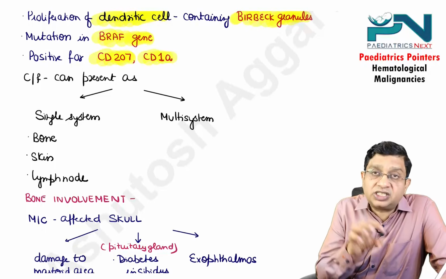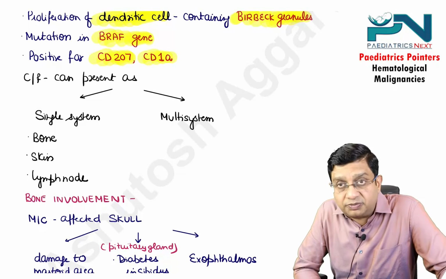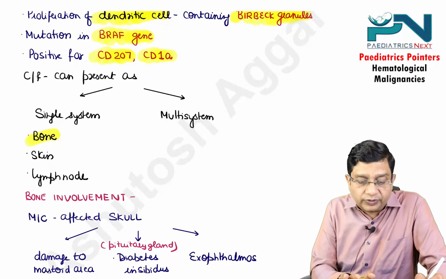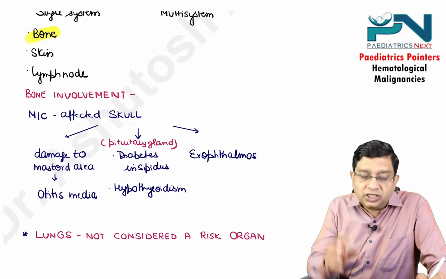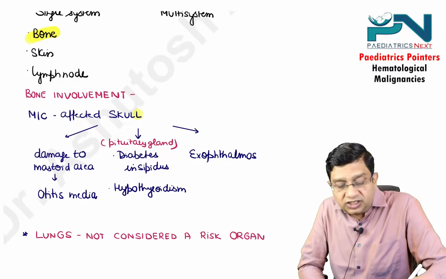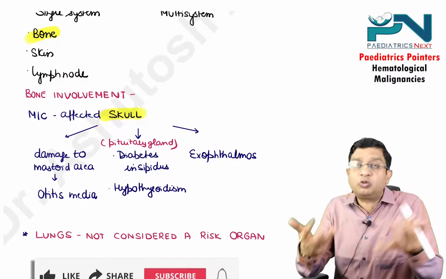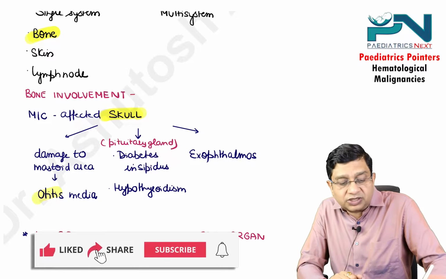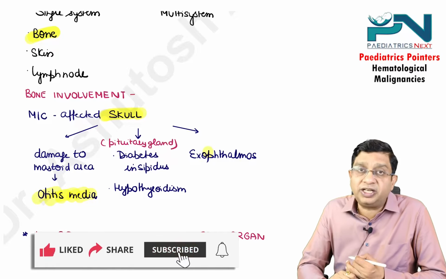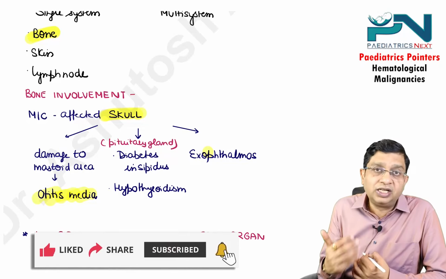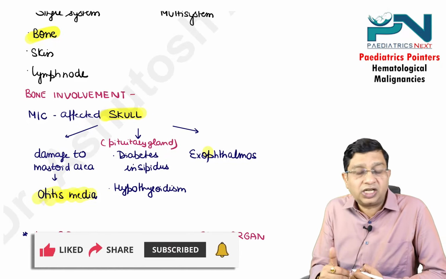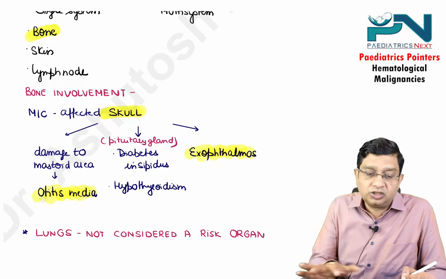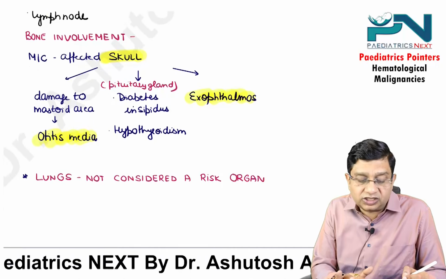This can present as a single system disease or multi-system disease. Single system can involve bone, skin or lymph node. If we consider the bony involvement, the most commonly affected is the skull, and you get multiple questions because of that. This can damage the mastoid area and become a risk factor for otitis media. This can damage the pituitary gland, causing diabetes insipidus and hypothyroidism, and this can also cause exophthalmos. So this is basically the skull involvement.